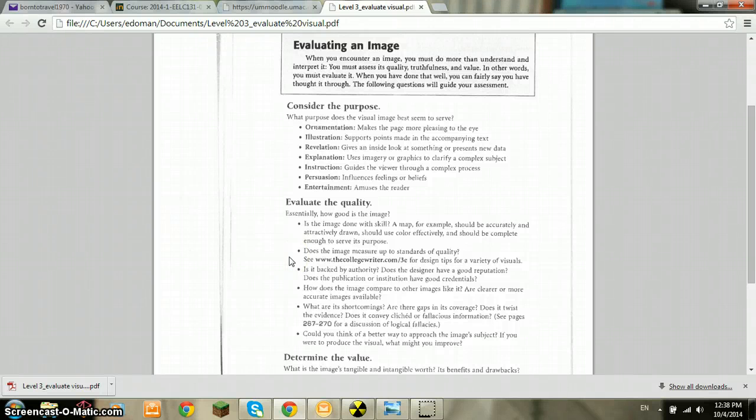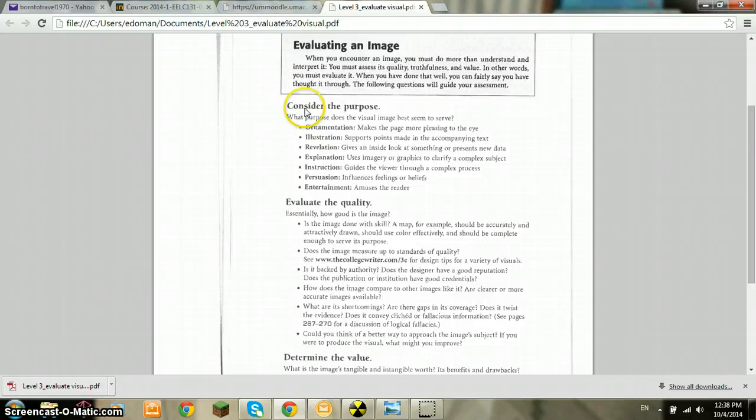Hi everyone. So far in this module, we've learned how to describe and to analyze an image. Today you're going to learn how to evaluate an image. Before we look at an image, let's look at some of the key points for evaluating an image.